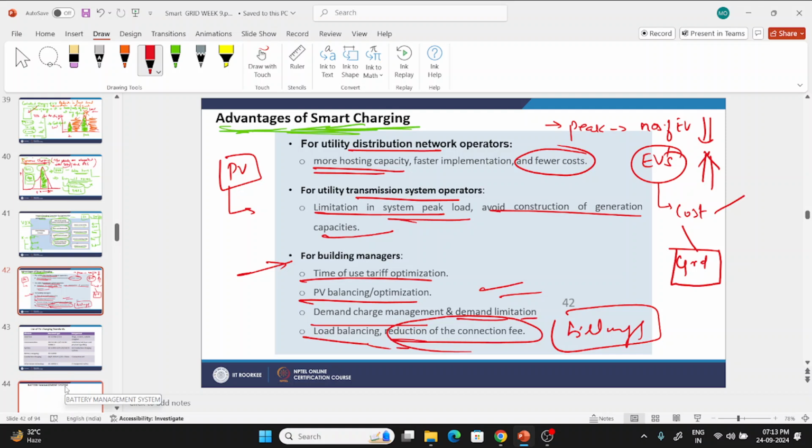This is all you can see here, the importance of smart charging.